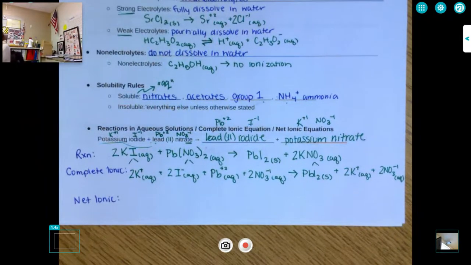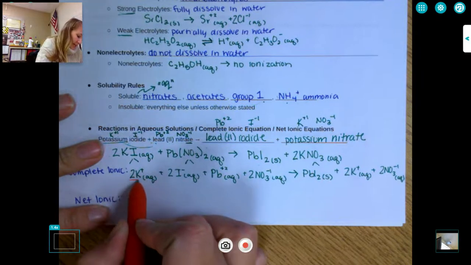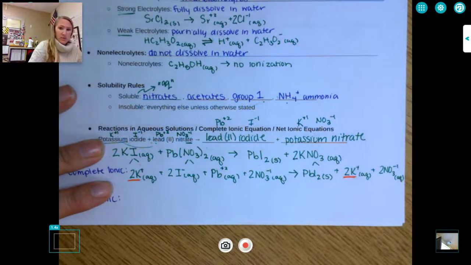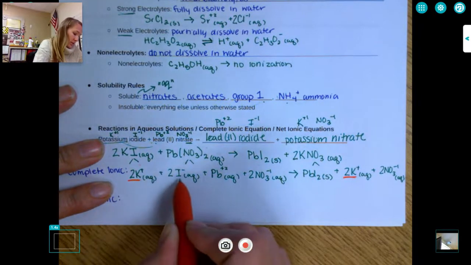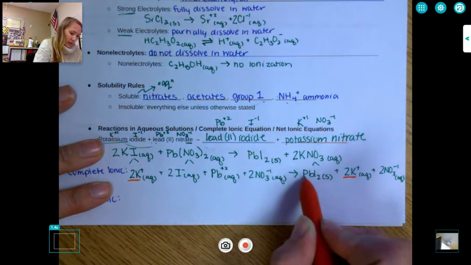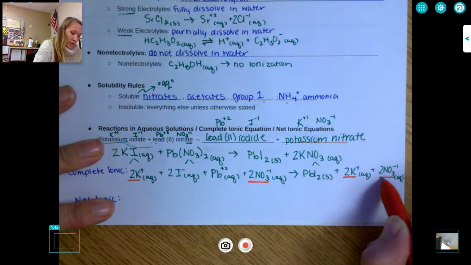I'll grab one more pen. We have things called spectator ions, and spectator ions are ions that don't actually come together to form a compound. They start off as ions and they end as ions. So we can see that potassium starts as potassium plus 1, and then we end with potassium still as plus 1. The iodide becomes PbI2. Lead plus 2 comes into lead iodide. But then my nitrate ion just stays as an ion.